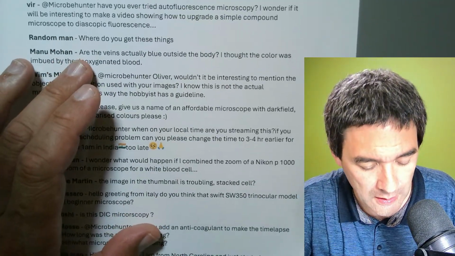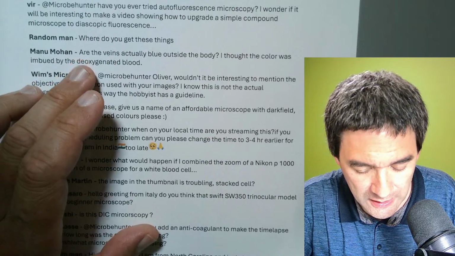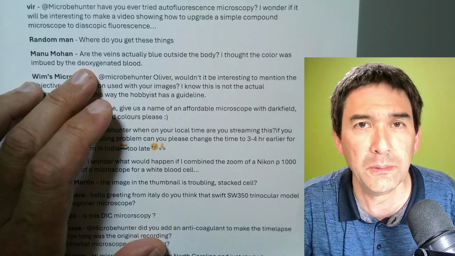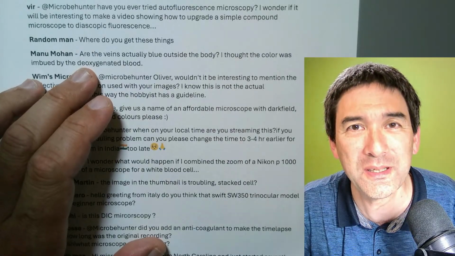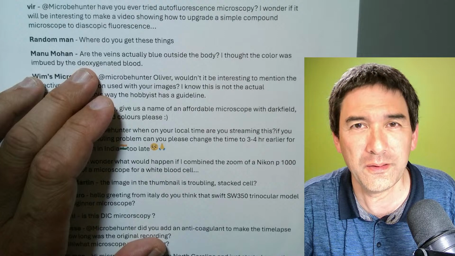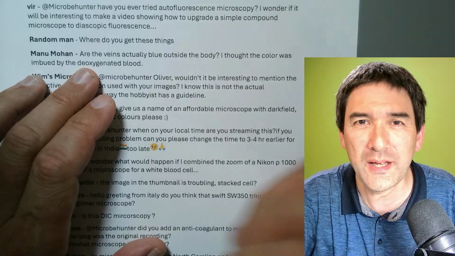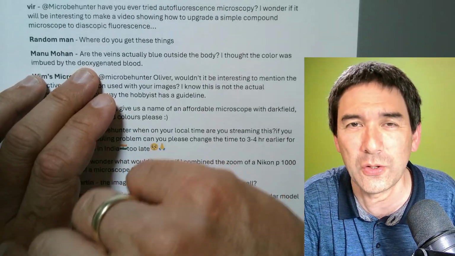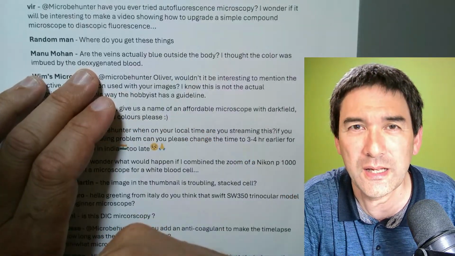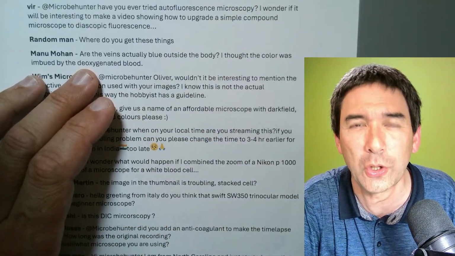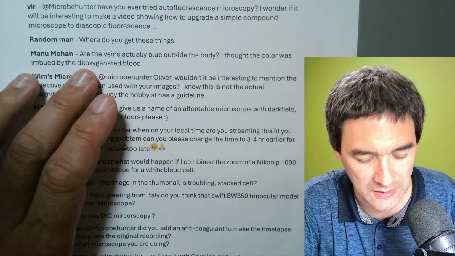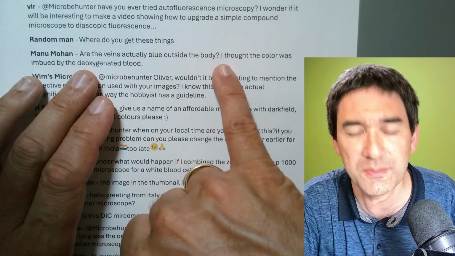Other veins actually look blue outside the body. I thought the color was imbued by the deoxygenated blood. As a matter of fact, the blood is a little bit darker, but it's not really blue. The reason why sometimes veins appear to be blue is not because the blood is blue. Deoxygenated blood is a little bit darker, but it is still red. And in the case of the slide, this was because it was stained.